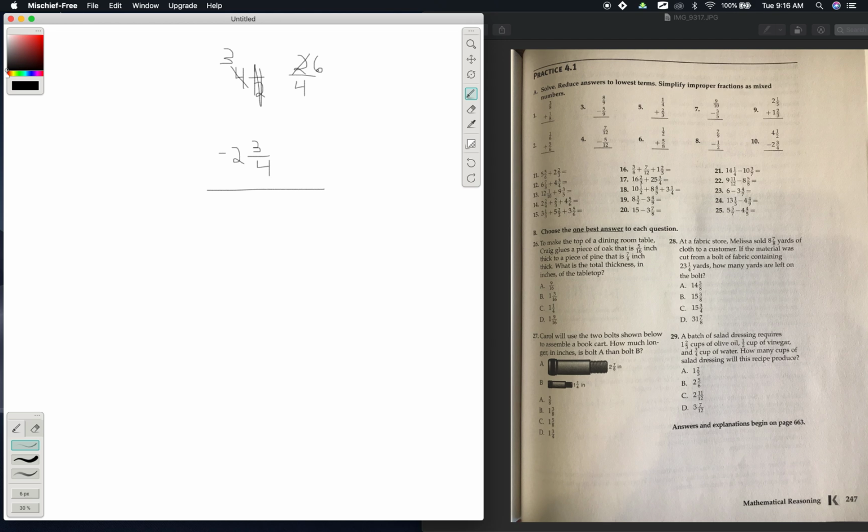Okay, so now we can do this problem. 6 minus 3 equals 3. And we keep the 4's the same. Now 3 minus 2 is 1. So now we have our answer, 1 3/4.